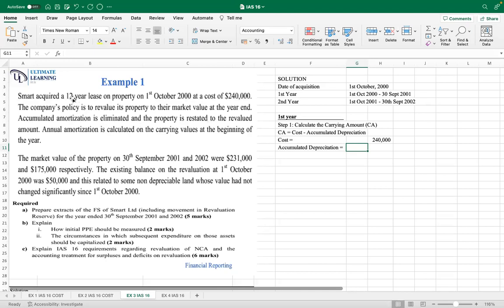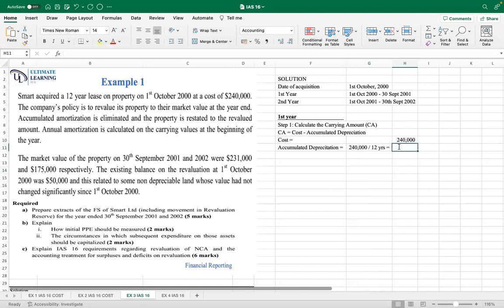The lease was for a period of 12 years. So our depreciation, or I call it accumulated amortization, because it is a leased property, is supposed to be amortization. But let me just leave depreciation because it's easy to remember. So it is 240,000 divided by 12 years. So that gives you 20,000.